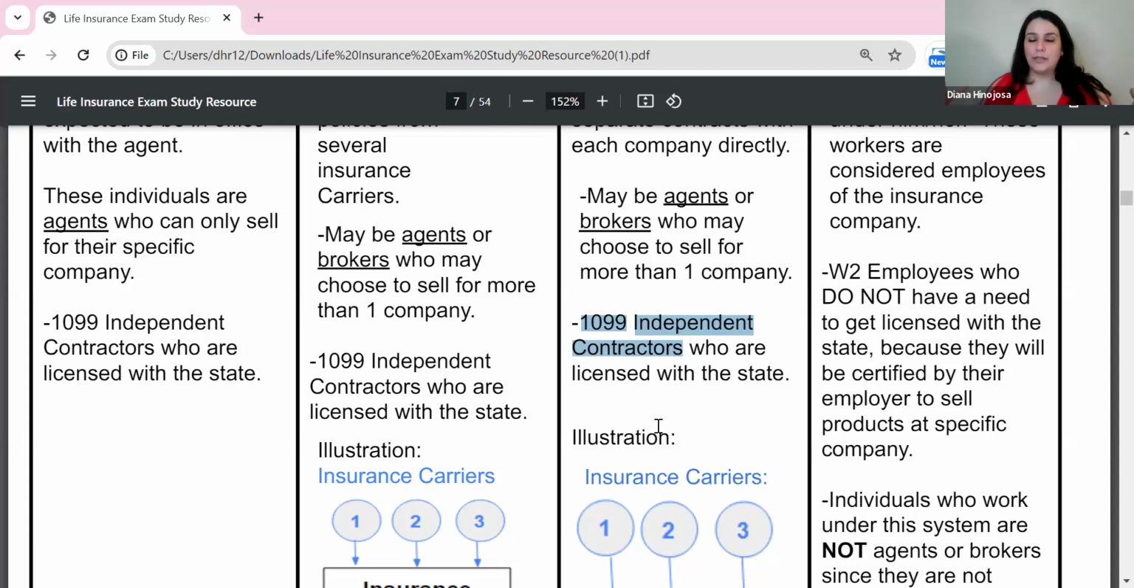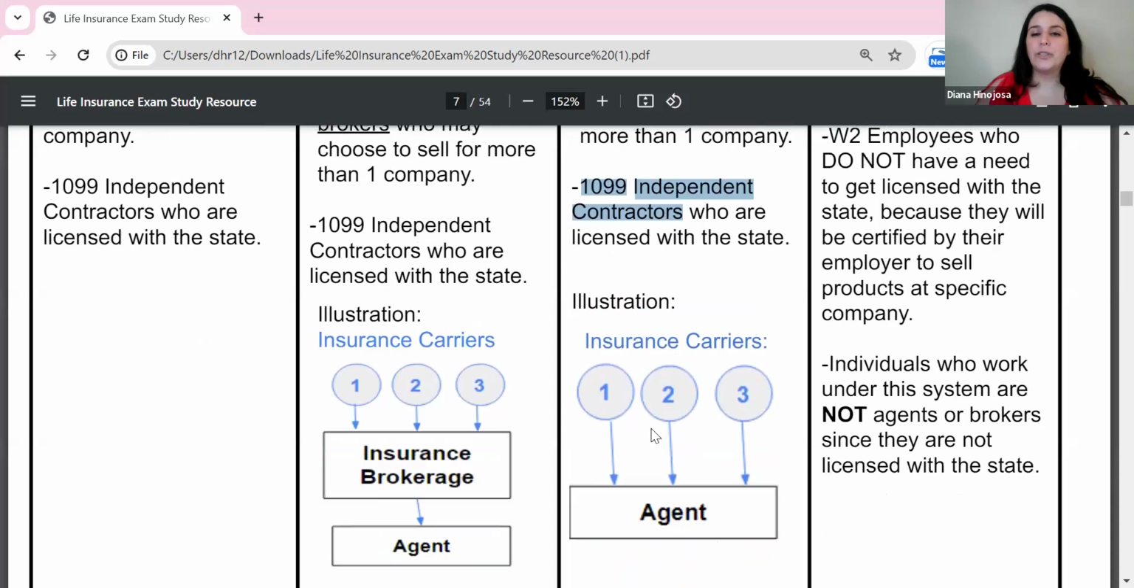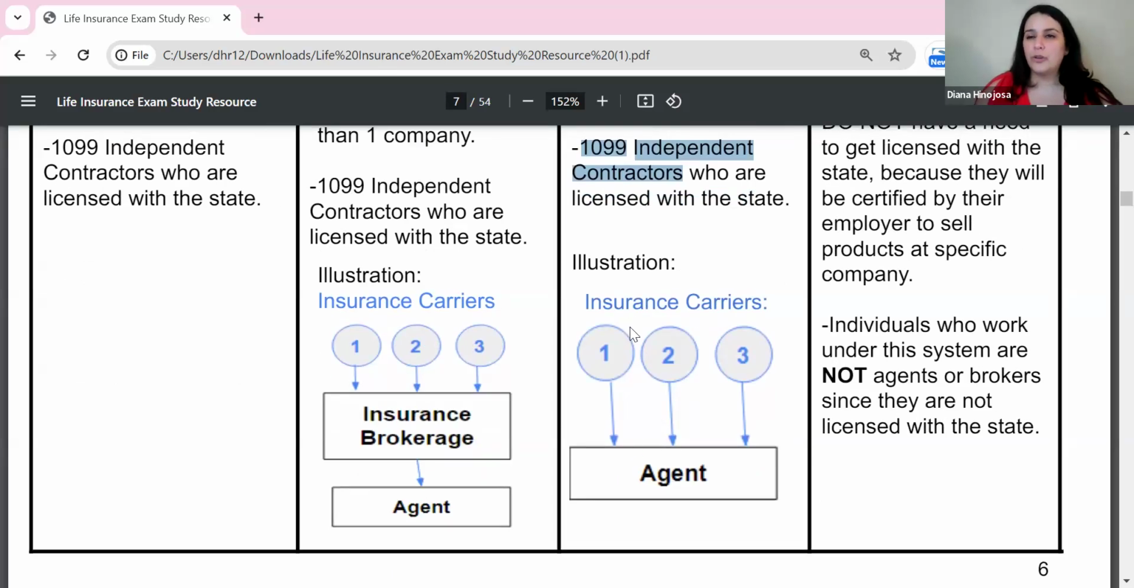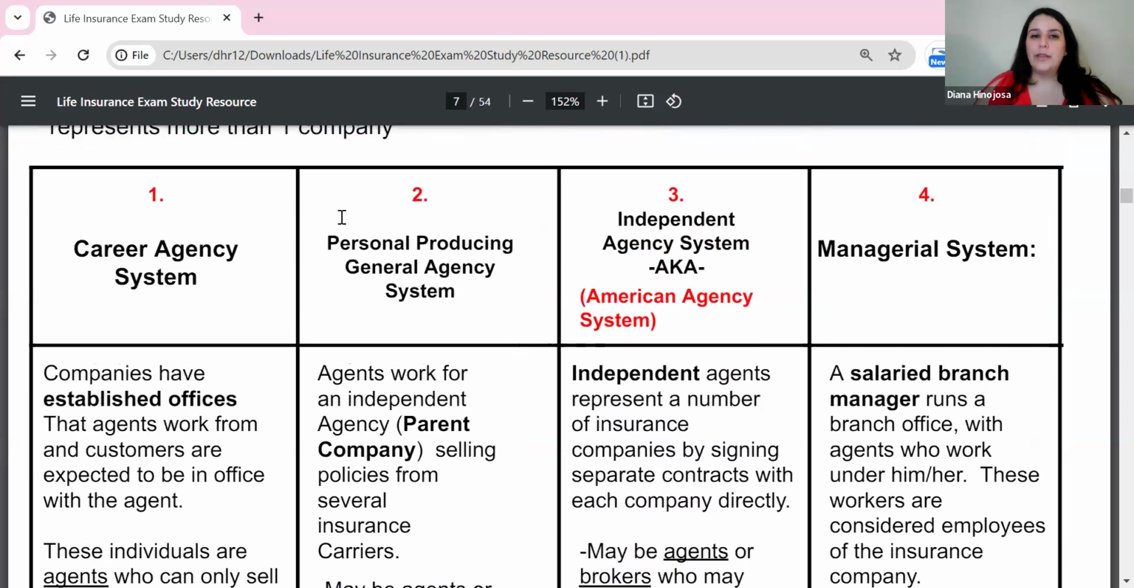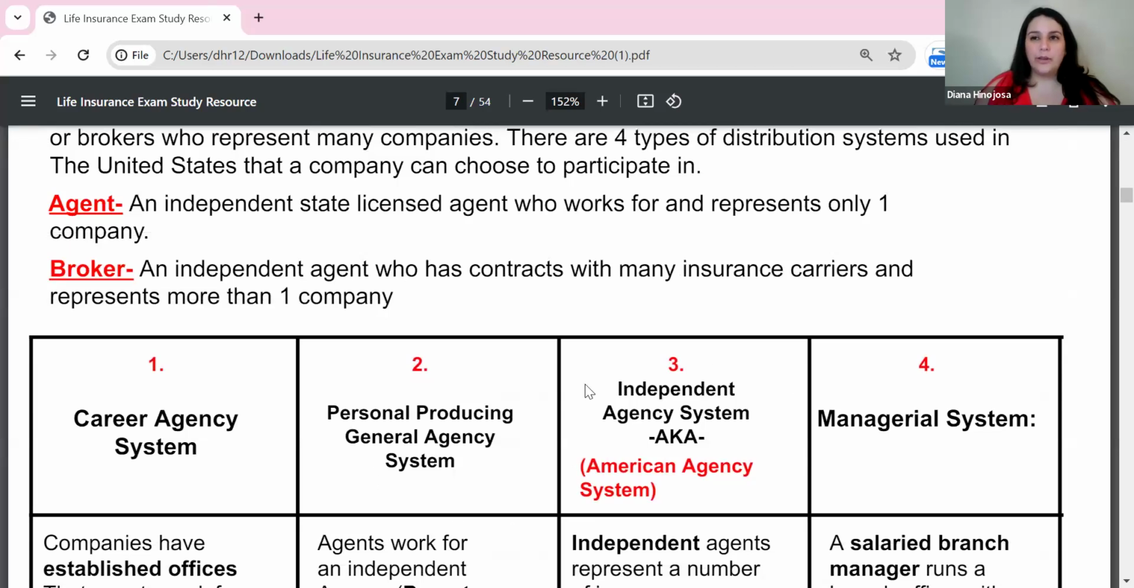They have nobody else they work with. If this person needs help, they would call the 800 number for the companies that they sell with, right? And they do need to be licensed with the state. So all 3 of these are agents. All 3 of them need to be licensed with the state. They're all 1099 contracted workers, which means all of them work off of commission.